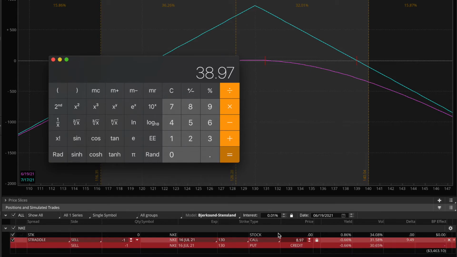If Nike trades above this price by July 16th, then at that point, you will start to lose money overall on the position. And then for the downside, we take the strike price of our put option, which is again 30 bucks, and now we subtract from it the credit we receive, so $8.97, and there you go. The break-even point to the downside is $21.03. Anywhere below this point by the expiration date, you will start to lose money overall on the position.